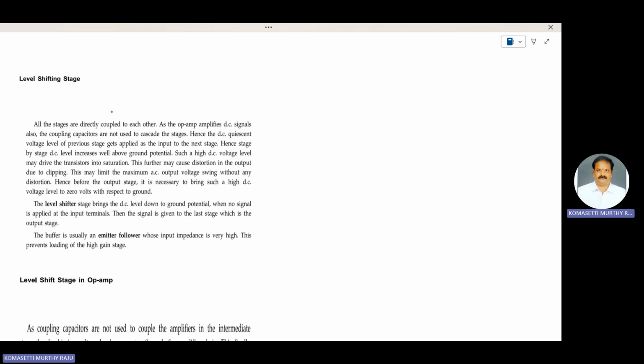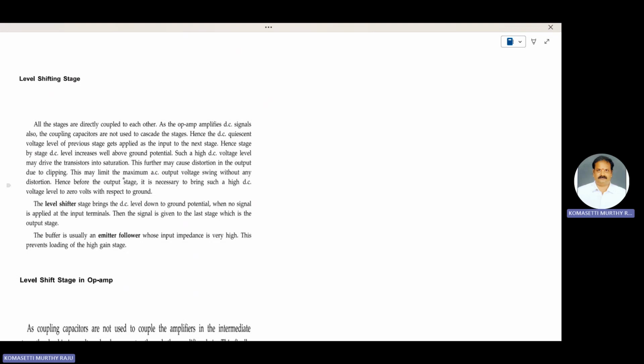The main function of a coupling capacitor is to block DC signals. Here there are no coupling capacitors, therefore DC signals are not blocked. The DC signals are also amplified. Hence, the DC quiescent voltage levels of the previous stage get applied as input to the next stage, so stage by stage the DC level increases well above ground potential.